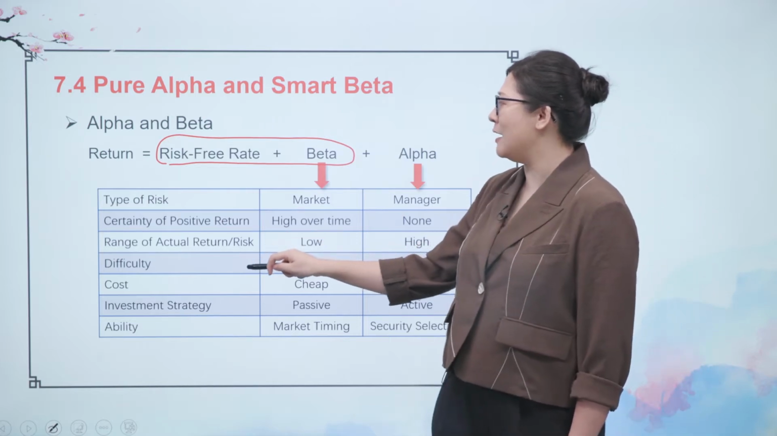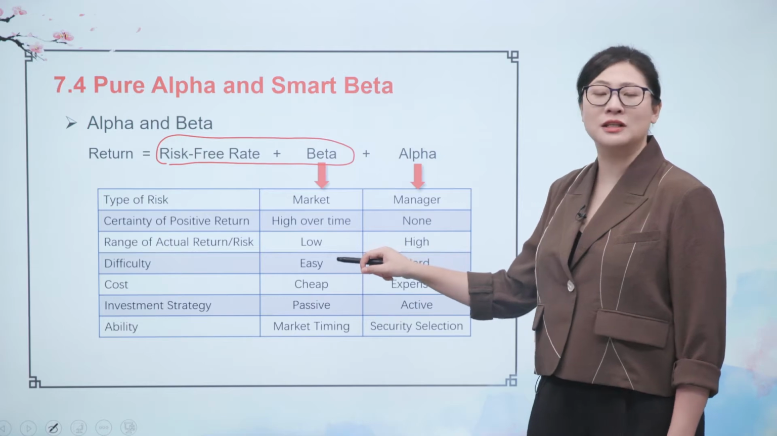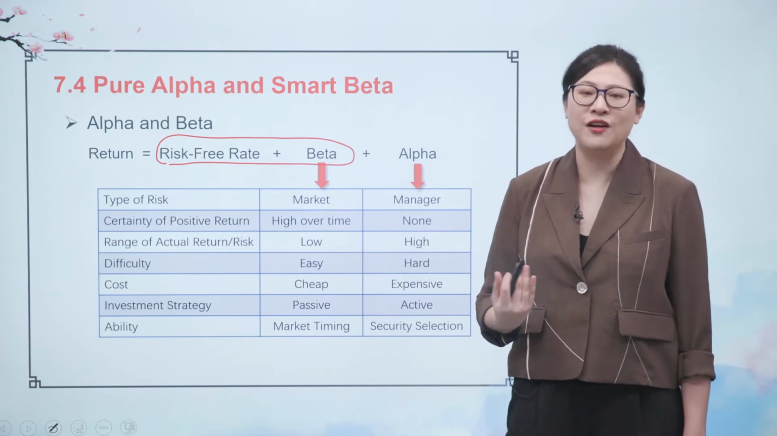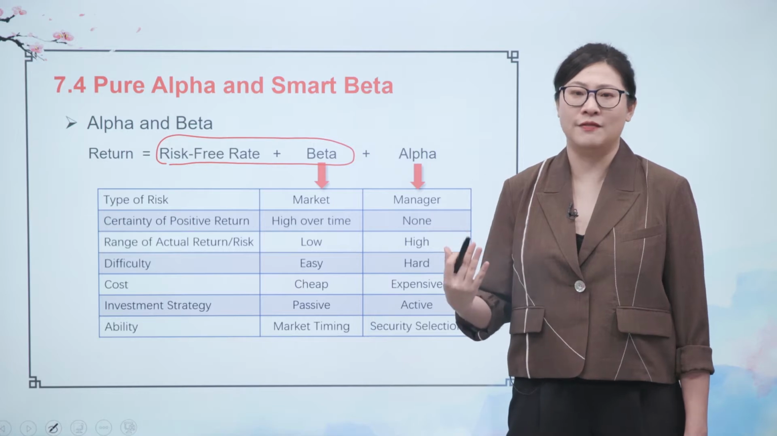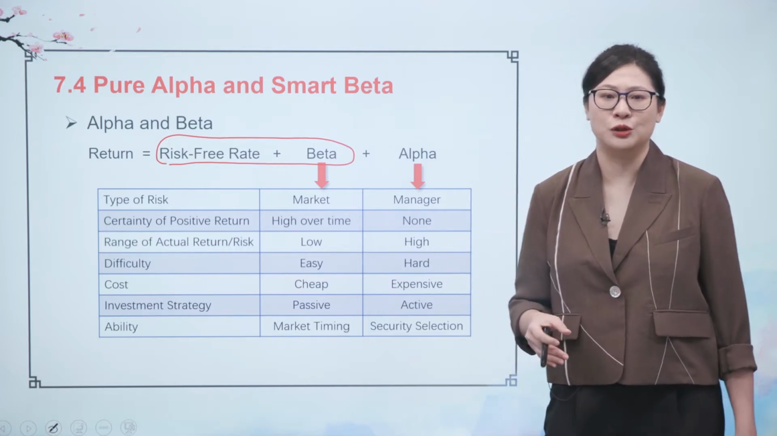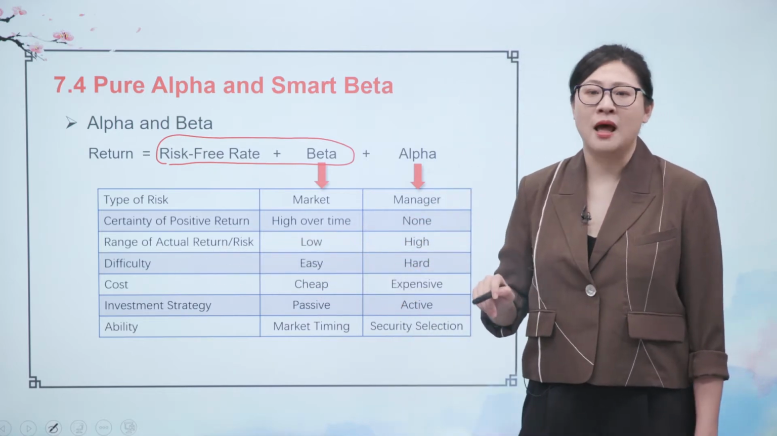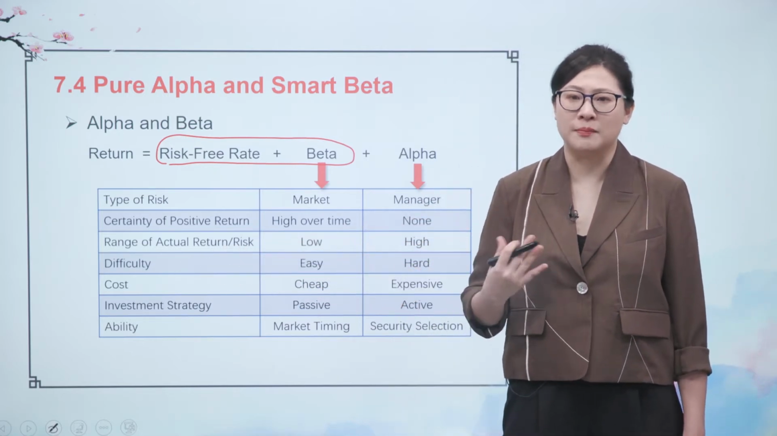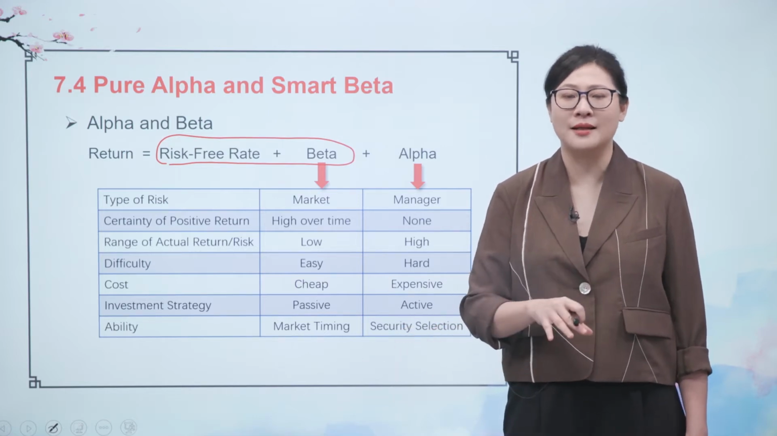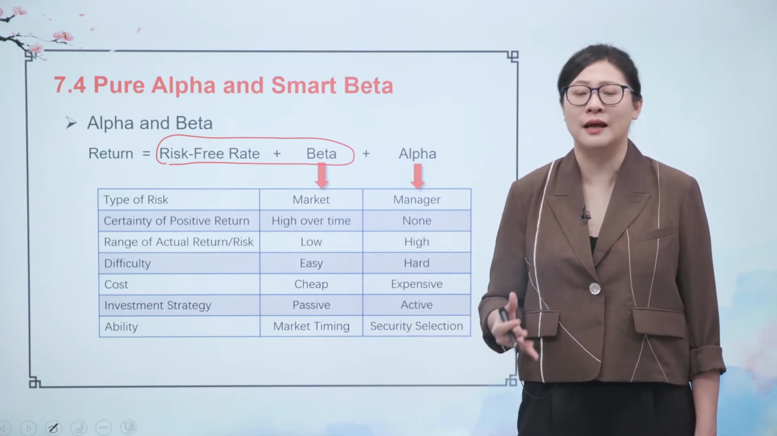The next is the difficulty of getting the beta return or the alpha return. The beta return is easy to get, and the alpha return is difficult to receive. It will depend on your manager's skills. And the cost for beta is cheap. You just mimic the market, so you don't need to do any asset allocation or security selection, so the transaction cost is lower.